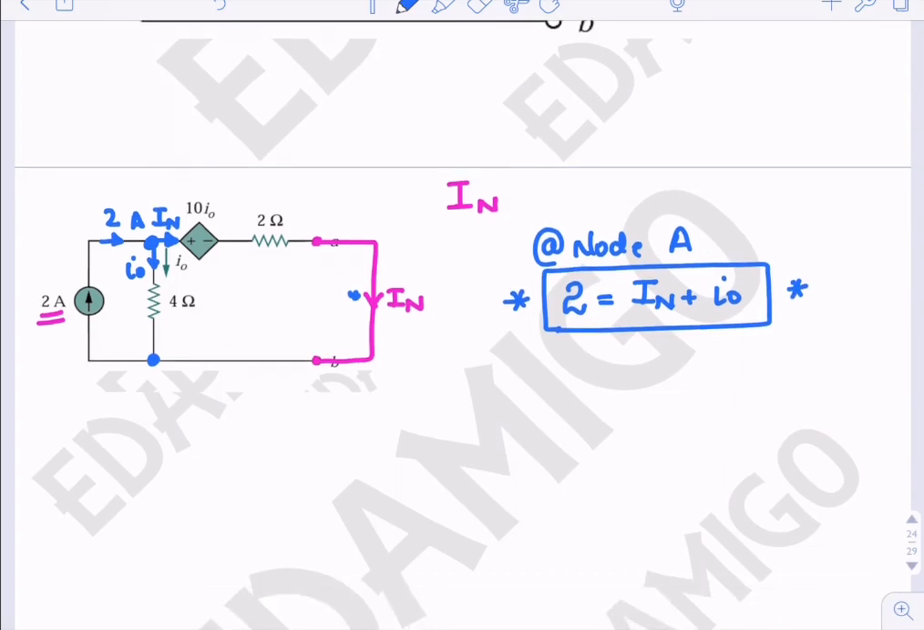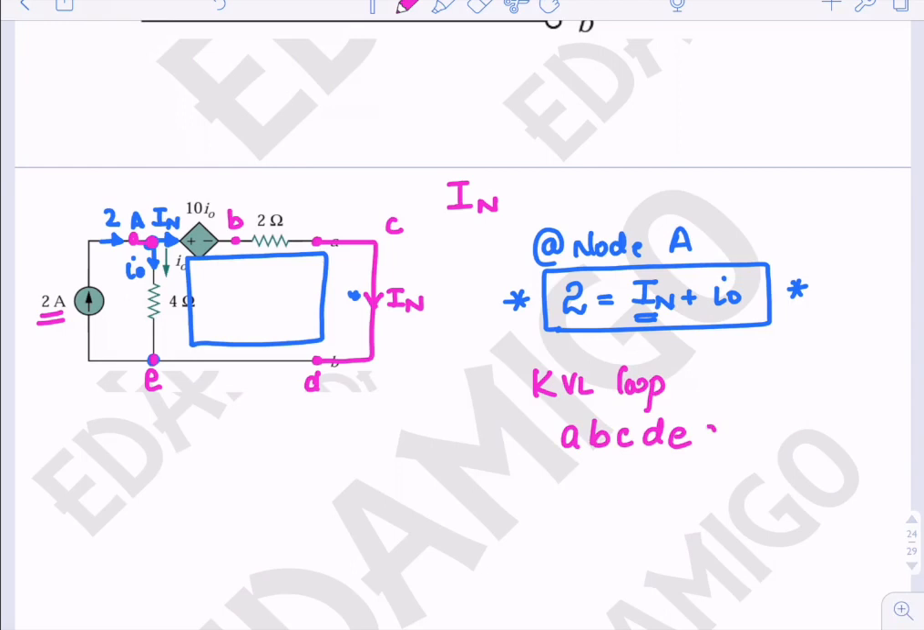Now we have to find out the value of IN. So we need one more equation. So let us apply KVL in this loop. Let us say that this is A, B, C, D, E. So KVL, loop A, B, C, D, E, A.